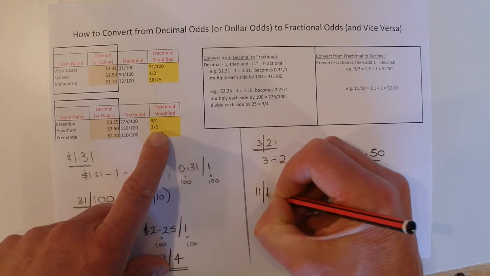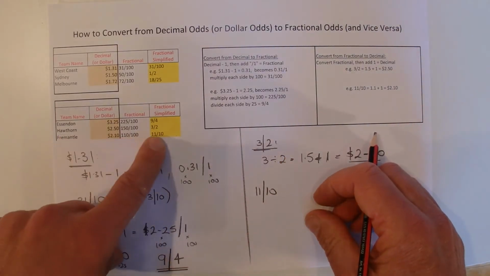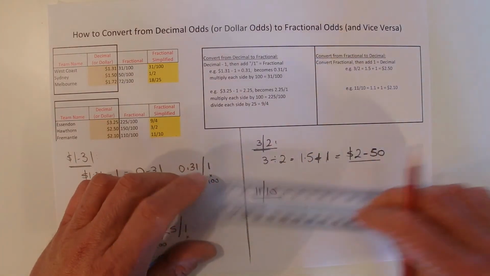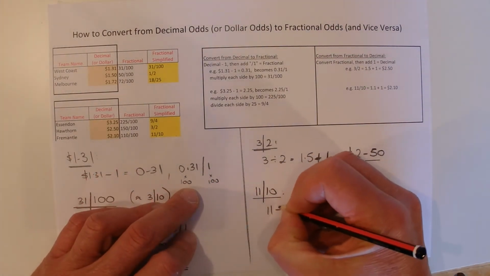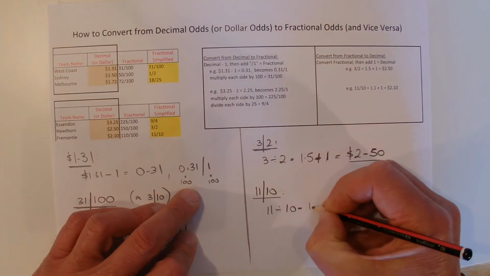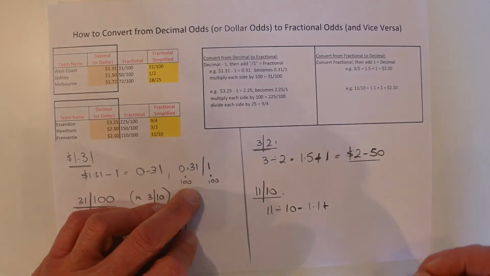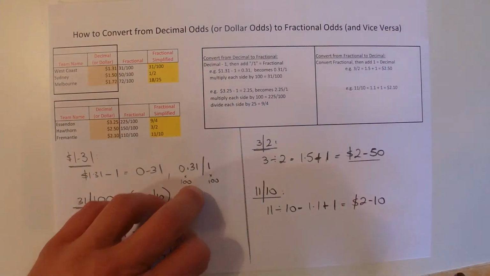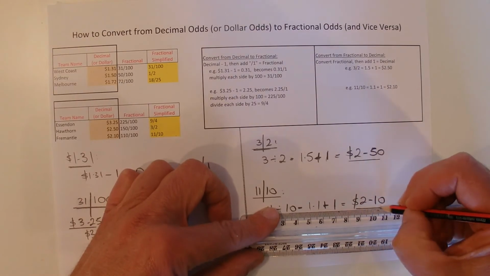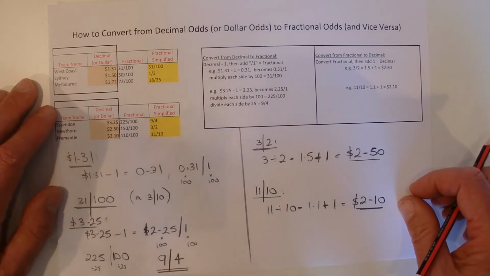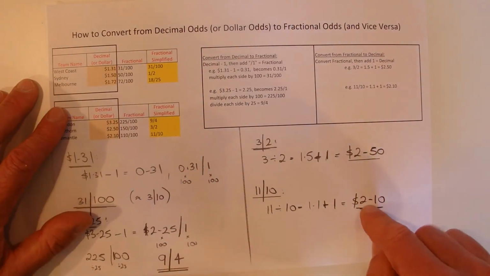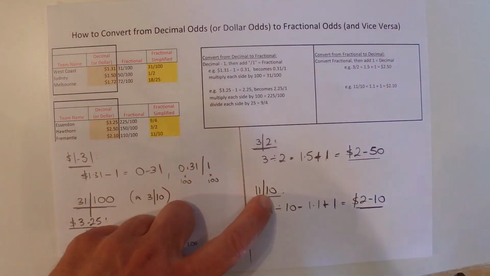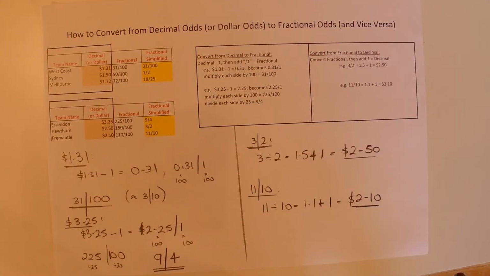The last one to look at is 11 to 10, which is Fremantle. Once again, we divide the 11 by the 10, and that gives us 1.1. Once again we add a 1 onto that, and we end up with $2.10 as our decimal odds from a bookie's odds of 11 to 10.